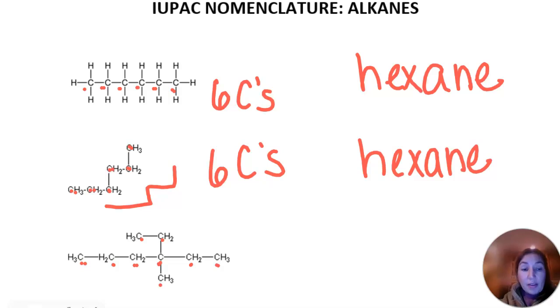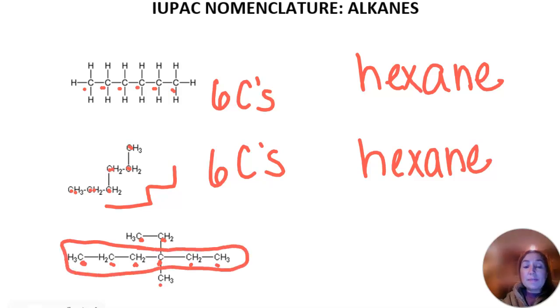Now we can try other chains. Let's try going up this time. Let's try 1, 2, 3, 4, 5, 6. That's still 6 for our longest chain. So it looks like no matter what we try, we're only going to have 6 carbons in our longest continuous carbon chain. So that makes our 6 carbon chain our parent chain.